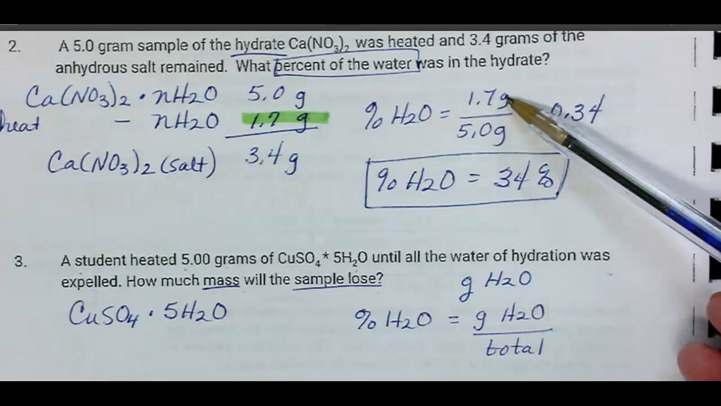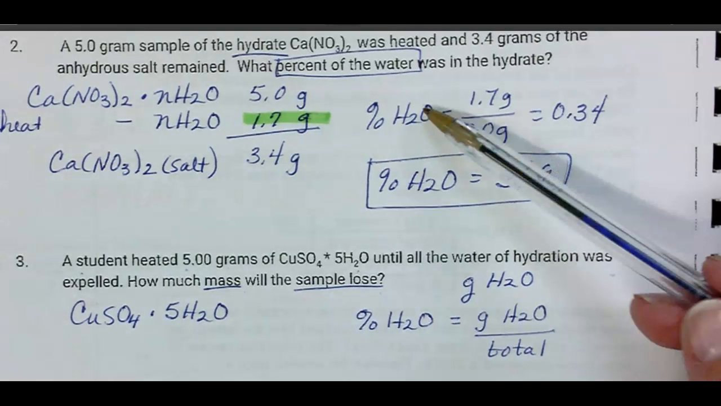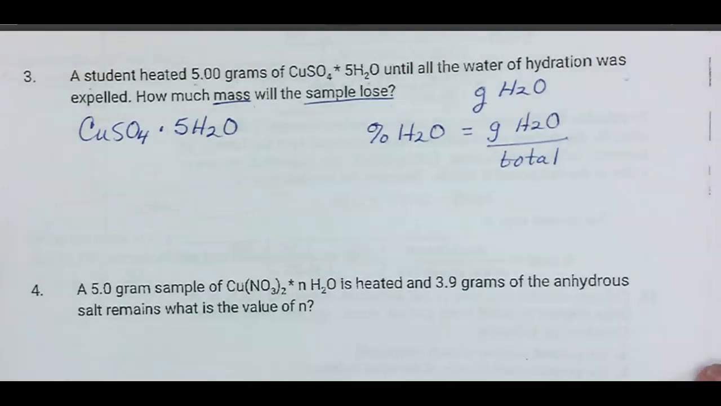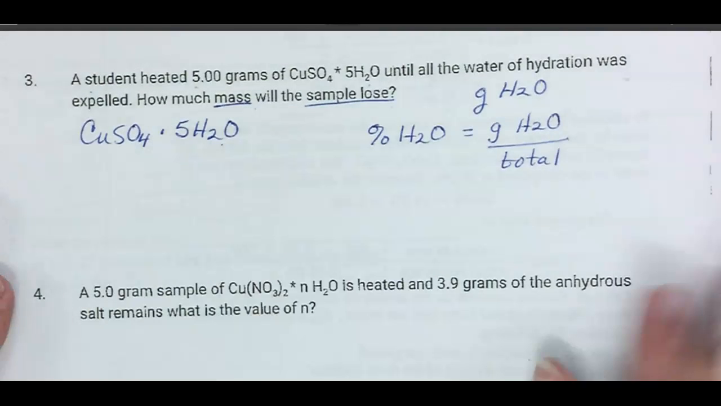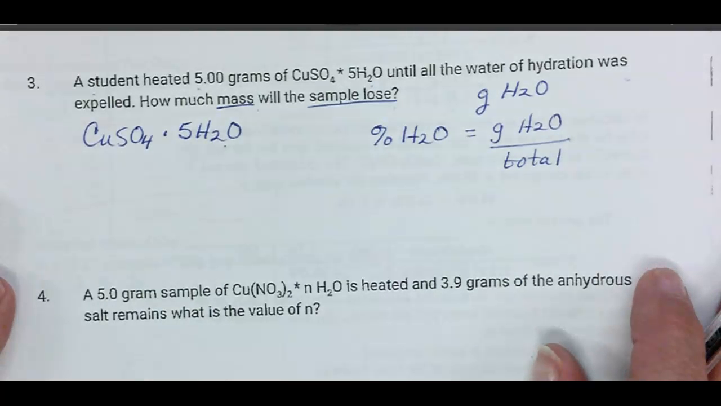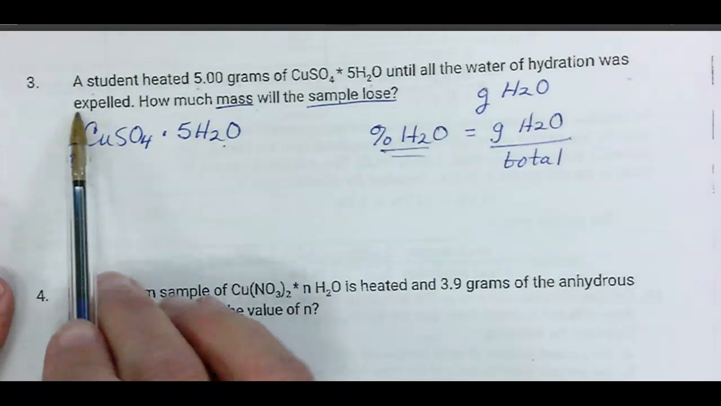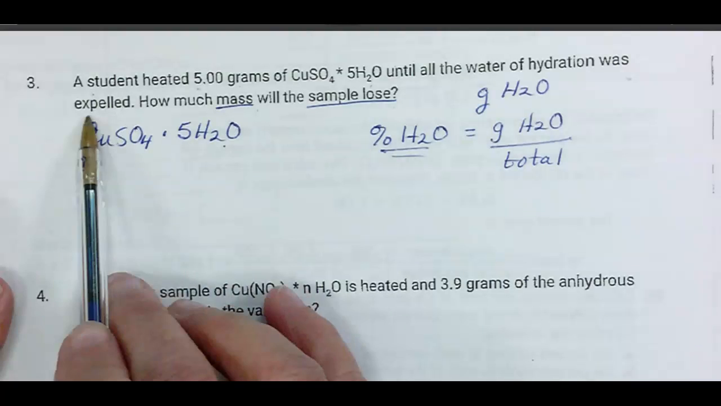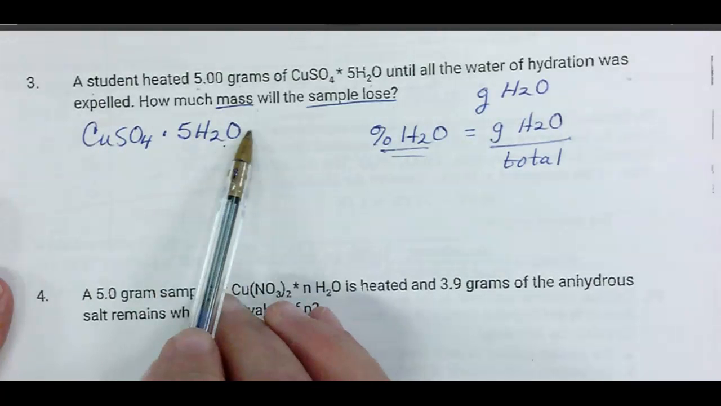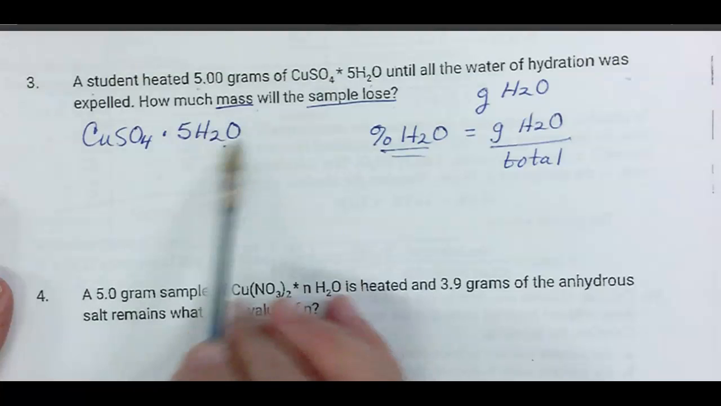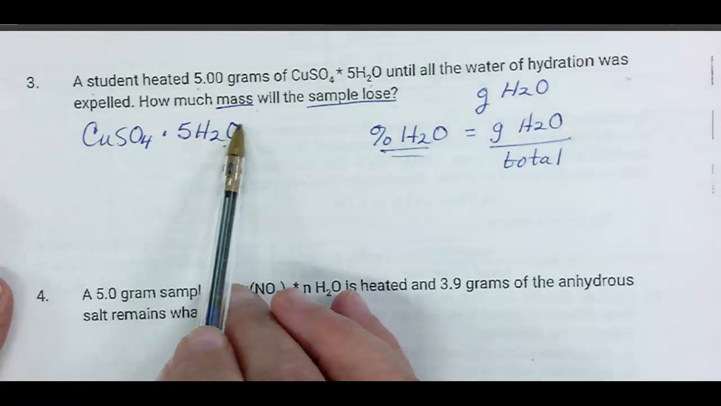Up here on this problem, we knew our grams, we knew our total, and we were finding our percent. So we're just looking for something different. So we need to take this value and find the percent of water. So let's talk about how to do that. We need to find the total mass, that means of everything. We're going to need to find the mass of our 5 waters, and then do part over whole.